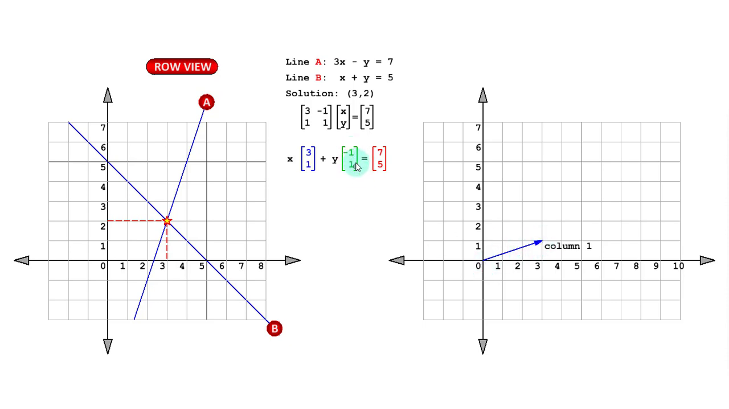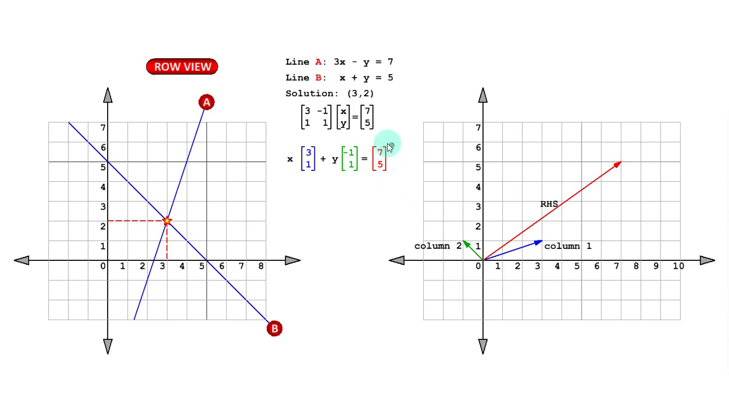Similarly, the second column can be plotted as a vector, minus 1, 1. So we'll be going minus 1 in the x direction and 1 unit in the y direction, giving us the second vector. Okay, the second column is this vector. And then we'll represent the third one, 7, 5. So we'll be going 7 this way and 5 in the y direction, giving us this point. So that is our vector on the right hand side.